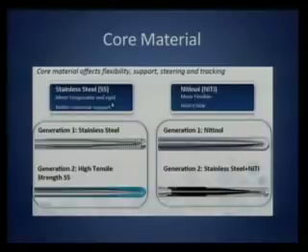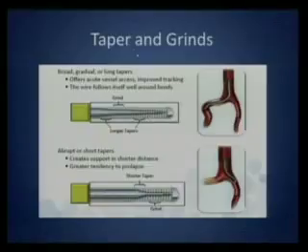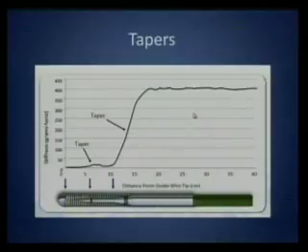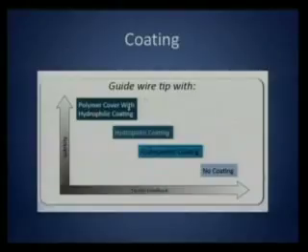You can have a stainless steel wire or a nitinol wire. A stainless steel wire is more torqueable and rigid. If I need some support, I can use this. Nitinol is more flexible and won't kink, okay? Similarly, with diameter, the larger the diameter, the more support. The smaller the diameter, the less support. You can have taper and grinds. If there's a long taper, the wire is more flexible and can negotiate curves. If the taper is short, it gives me more support. This is the taper, and this is the distance on the wire. You can have a 10 centimeter, 5 centimeter, or 20 centimeter taper depending on what kind of wire you want to use. For the tip design, you can have a core to tip and a shaping ribbon. You can have covers. You can have coatings.